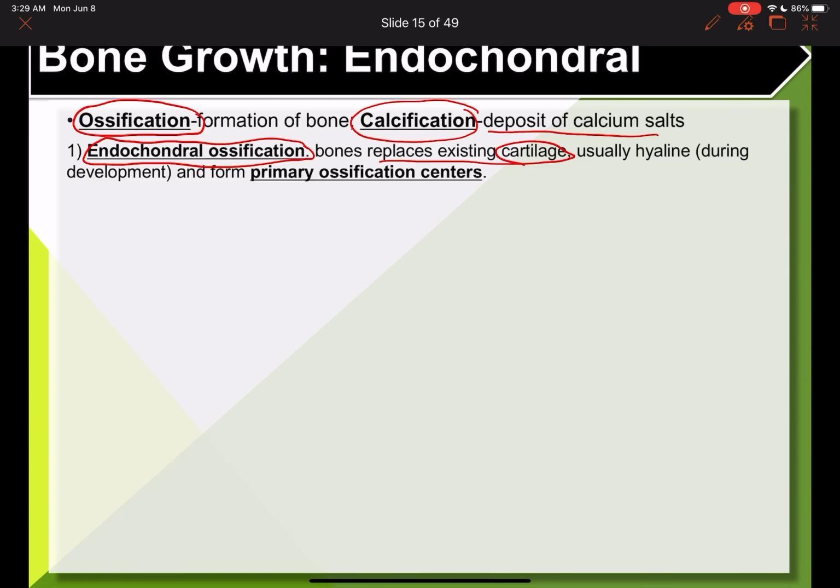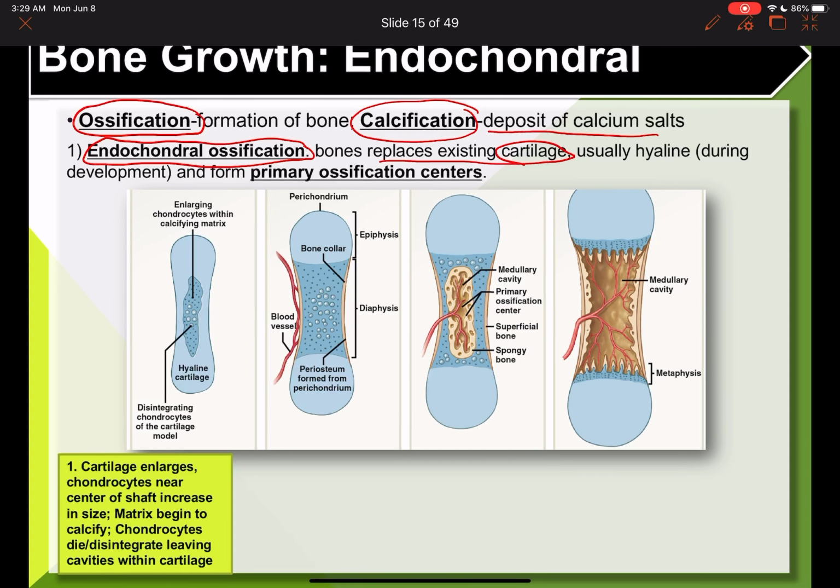Usually this involves forming ossification centers. One is called the primary ossification center. The other is called the secondary ossification center. I'll talk about in what step of the process these come into play. So in an embryo, long bones first begin as the cartilage model that looks like this, and it is usually made up of hyaline cartilage. Remember, we talked about that.